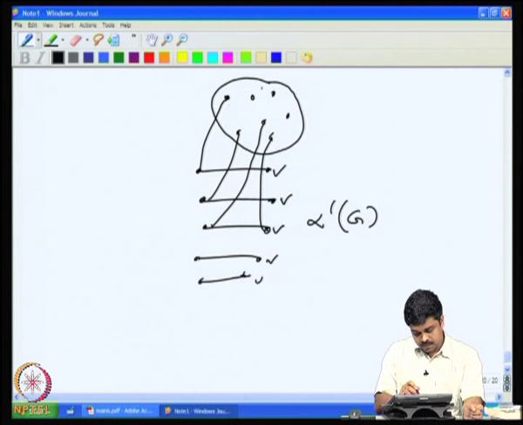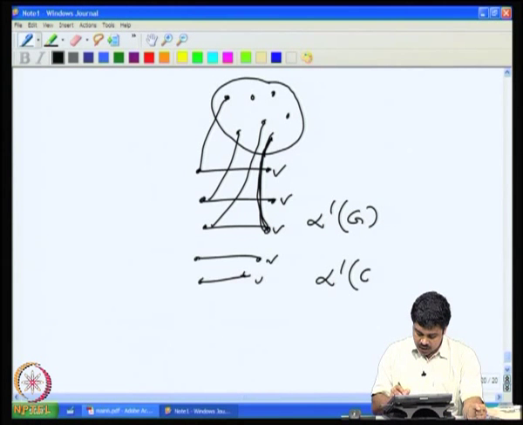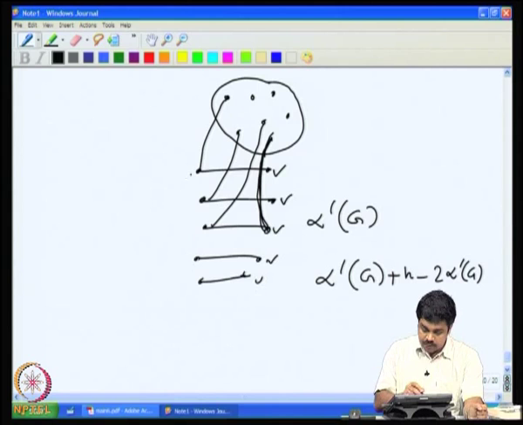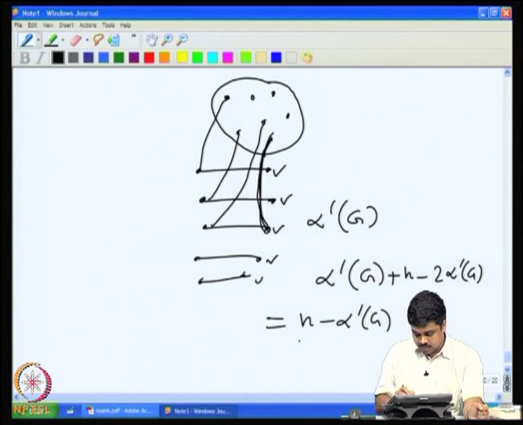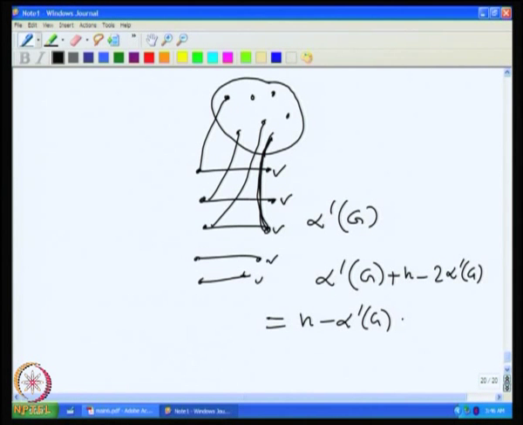So to match each of them, I can pick up an edge connecting it to one of these vertices, right. So what do we get? We get alpha dash of G plus what is left here, n minus 2 times alpha dash of G, because 2 times alpha dash of G vertices are over. So this is equal to n minus alpha dash of G. So we see that this value is definitely an upper bound for our beta dash of G. This only shows that n is greater than or equal to beta dash of G plus alpha dash of G.